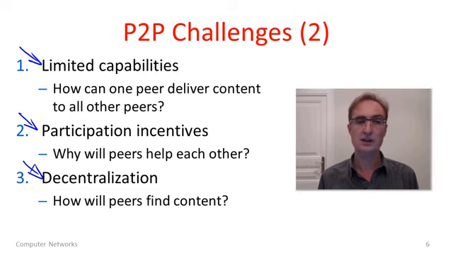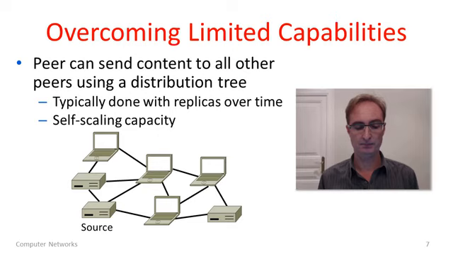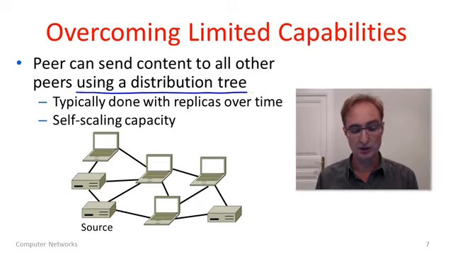So these are actually three substantial challenges to deal with. Well, there's roughly an approach which we could use to deal with each one. To overcome the limited capabilities of an individual peer, we can still enable one node to distribute its content to all of the other peers by simply making a distribution tree. This is like multicasting, or really sort of like what a CDN is doing over time.